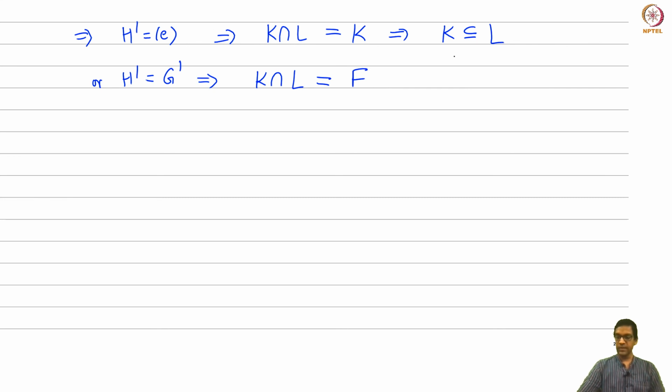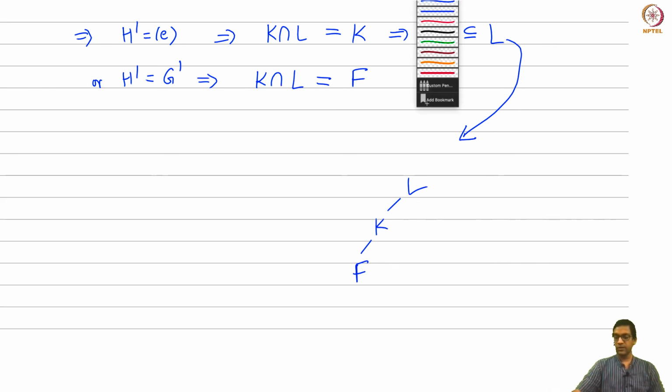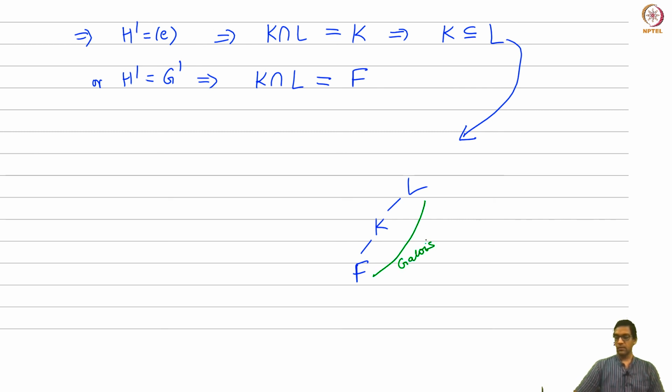Now, what does this mean? This means that the diagram that we drew actually looks like this. That is F, K comes somewhere in the middle, and then L comes somewhere further up, right? But then observe, L over F was given to be Galois, with abelian Galois group. So again, by the same argument that we gave before, with K intersection L being K, this is also a Galois extension.